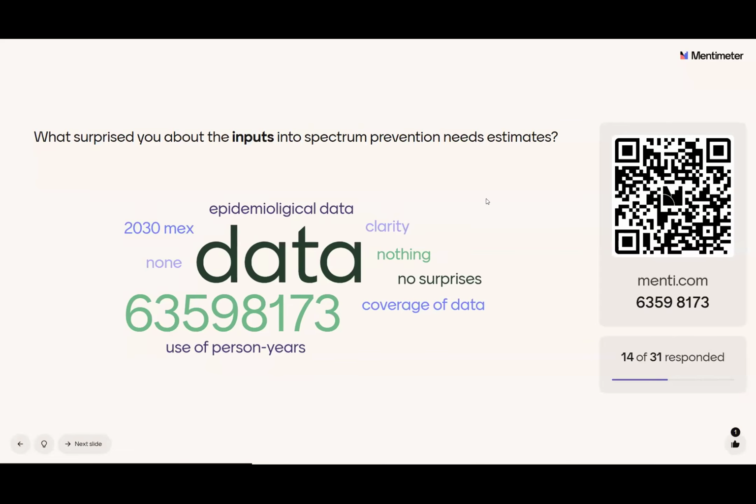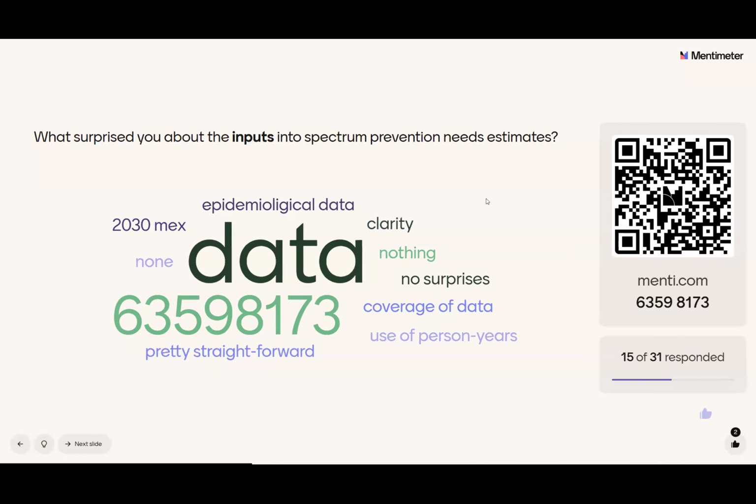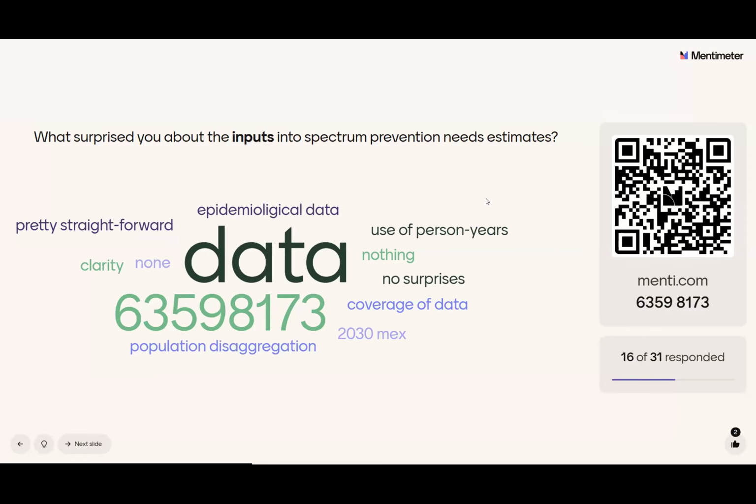Okay, this is great to see. No surprises. Data mostly is what is surprising most. Coverage of the data, the use of person years. Some years it's pretty straightforward. The different population aggregations, we can see that it's different things for different people based on how we are understanding this. So more practice will help us, I think, to master these tools or the different components of these tools.